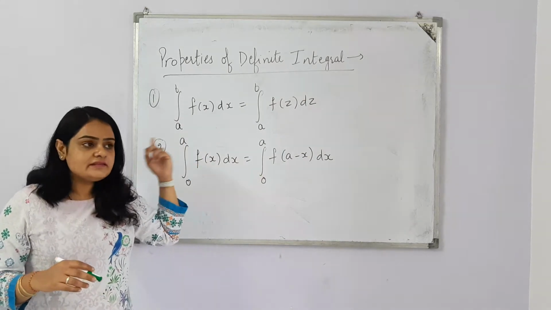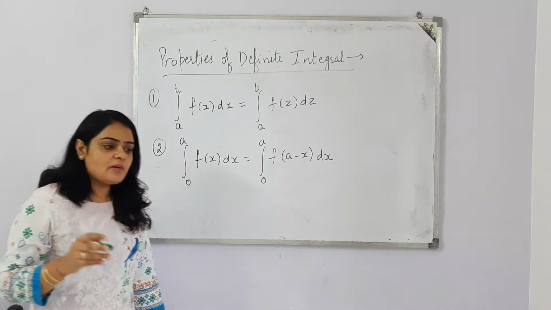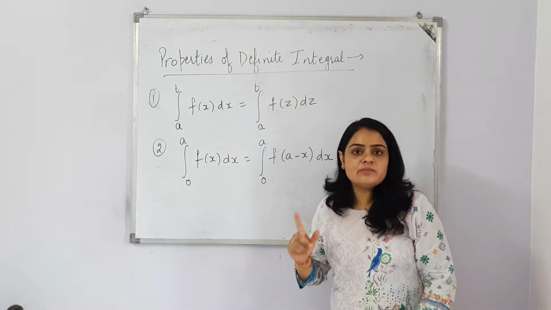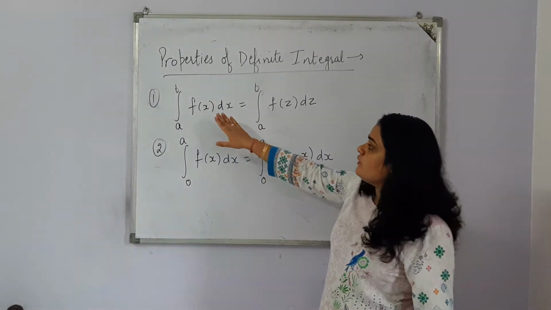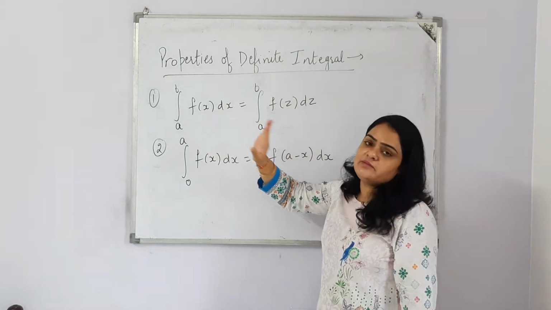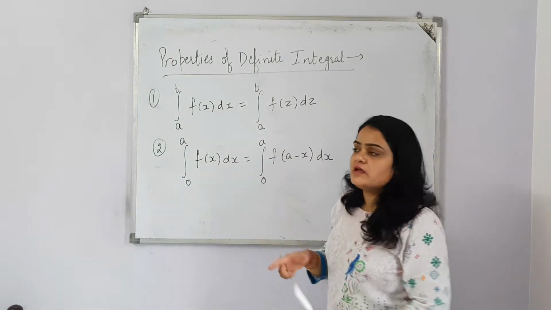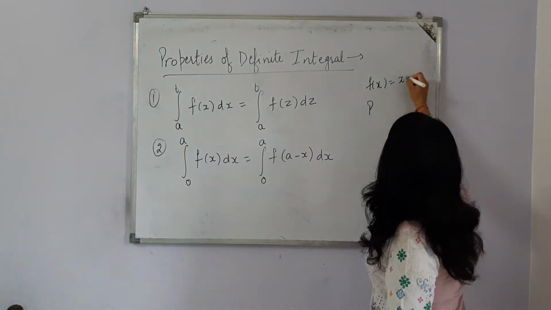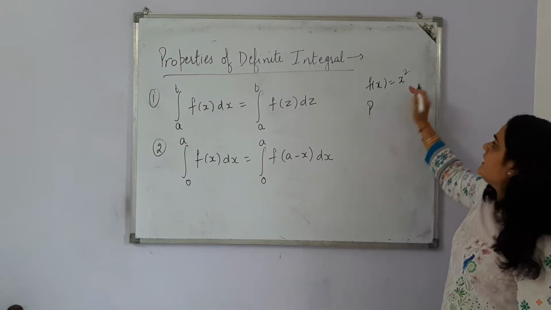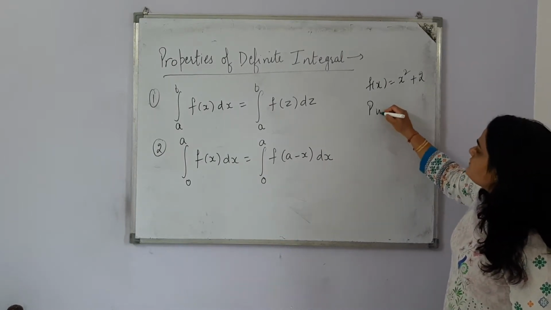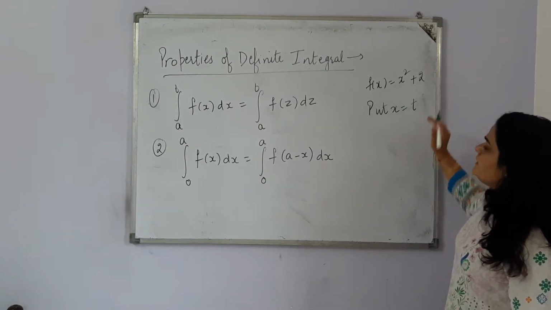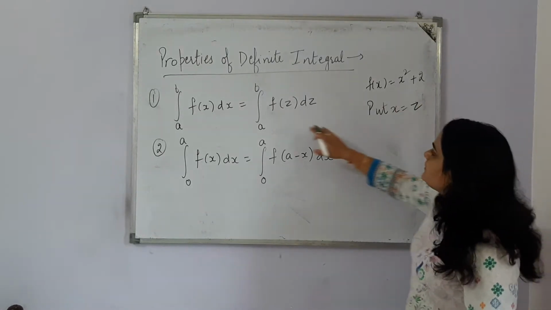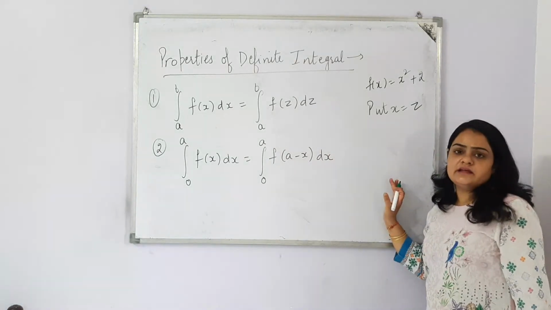So what is this property saying? This property is saying if x is a variable in the function, and we are going to change x into t, that means if we are substituting x equals t, or if we have the function x square plus 2, and we substitute x equals z. I am taking z because here in the property I have taken z. If you want to take t, it's up to you.